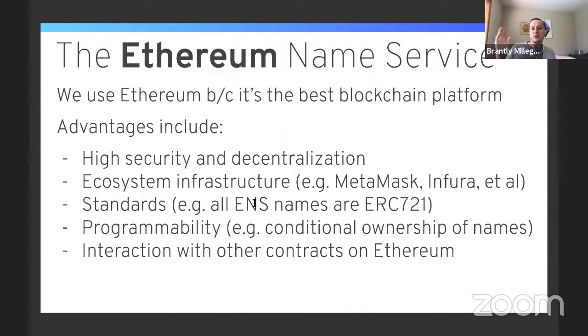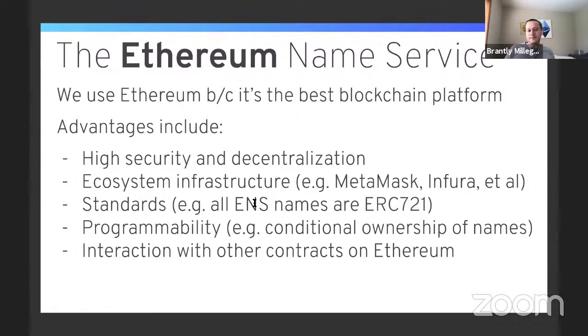I mean, really though, we truly do think it's the best for naming. Why? Because it has high security and high decentralization. We don't have to create that. It has tons of ecosystem infrastructure, MetaMask and Infura, all these wallets and all this stuff, we don't have to reinvent. It has standards, like all .eth names are ERC-721, which means they're NFTs. So .eth names plug into all this growing NFT infrastructure. We don't have to reinvent it.